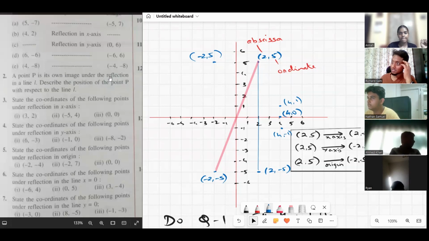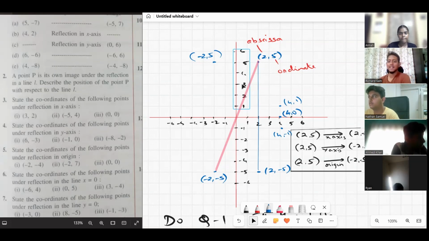Not on the origin. Origin means both x and y will change, no? It's on the line. Any point on the line is invariant. Invariant means it will not change. Right? You understood, everyone? You got it? Did you all understand?